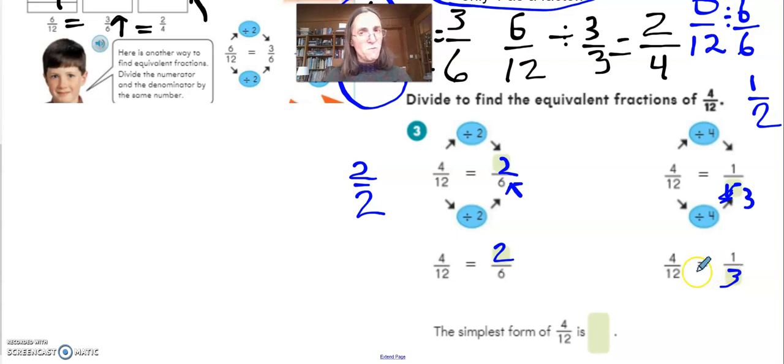What is the simplest form? Well, 2 and 6, they still share a common factor of 2. But 1 and 3, they share no common factor except 1. So we would call 1/3 the simplest form. We can't find any fractional form of this that has larger pieces.